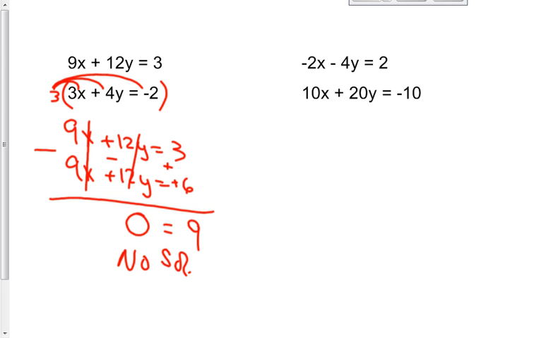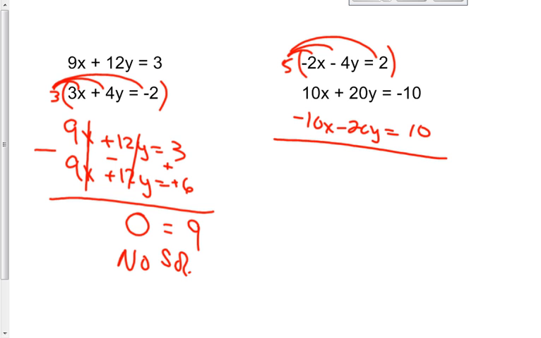Second option over here, if I take this top equation and multiply by 5, negative 10x minus 20y equals 10. 10x and a negative 10x, I would need to add these equations up and down in order to eliminate my x's. 10's are gone. 20y plus negative 20y, those are gone also. I get 0. And then negative 10 plus 10, 0 equals 0. Anytime you get the same number on both sides, whether it's 0 equals 0 or 7 equals 7, anything, then that means that you've got infinite solutions.